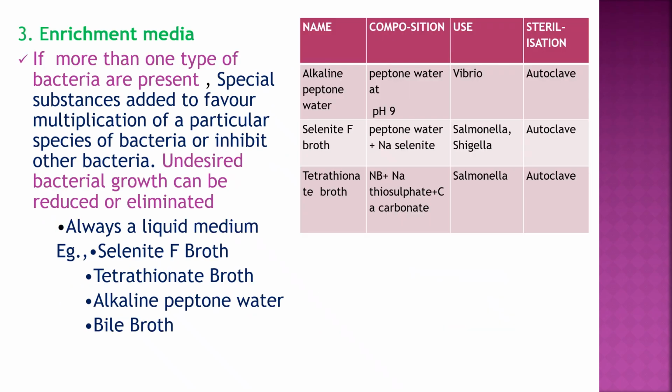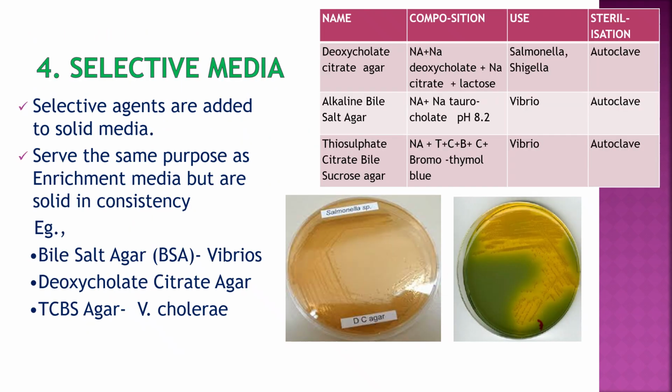And then if more than one type of bacteria are present, special substances are added to favor the multiplication of particular species of the bacteria or to inhibit the other bacteria. So they are called selective media. Examples are selenite F broth, tetrathionate broth, alkaline peptone water, bile broth.